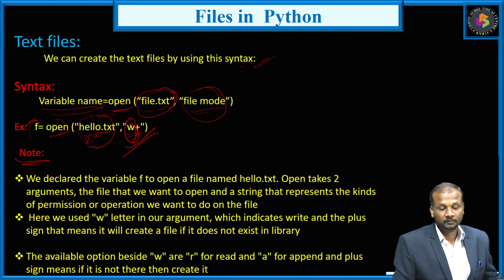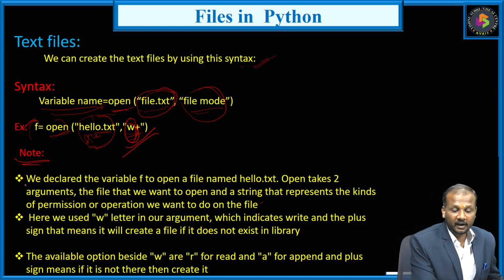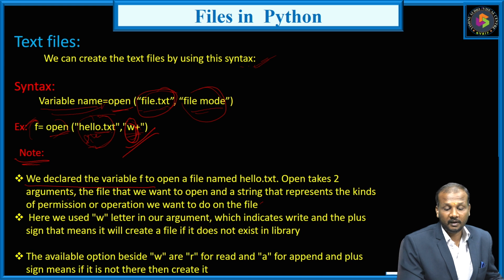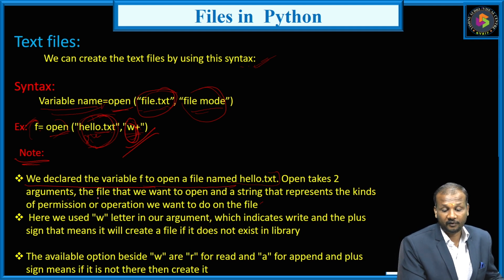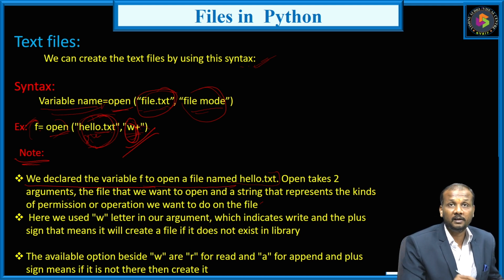Once again, we declare the variable f. It opens the file named allo.txt. f represents the file. The open function takes two arguments: the file that we want to open, and a string that represents the kind of permission or operation we want to perform on this file.